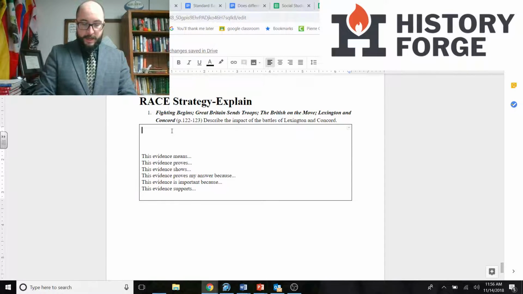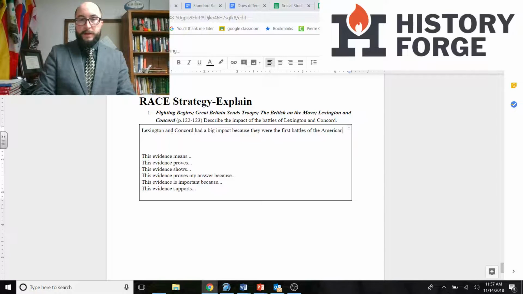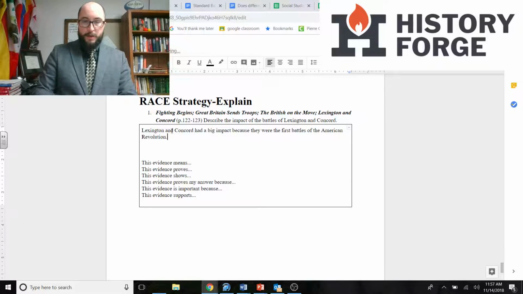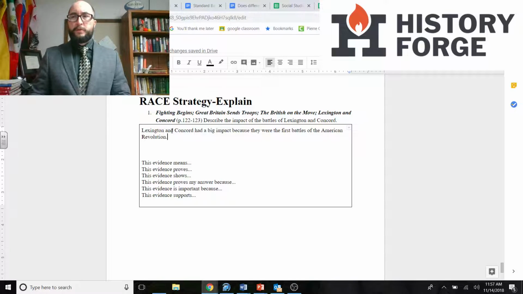So we could say that, okay, we're going to use good POQ, so we're going to use that R and A, restate and answer. So we're going to say, Lexington and Concord had a big impact because they were the first battles of the American Revolution, right? So I'm restating the question a little bit. In this case, it's not a question, it's a statement, but I'm restating that statement in my answer, and I answer the question. I said that it's the first major battle.